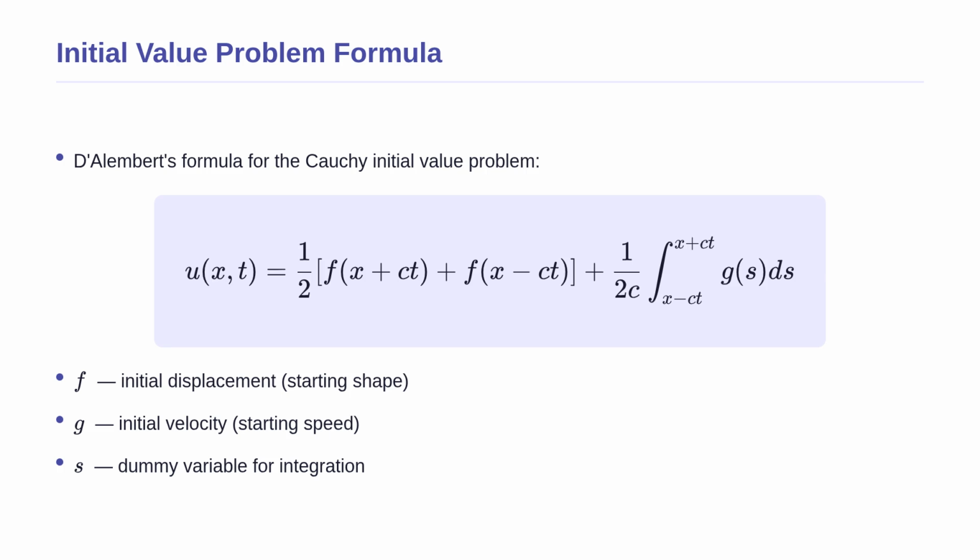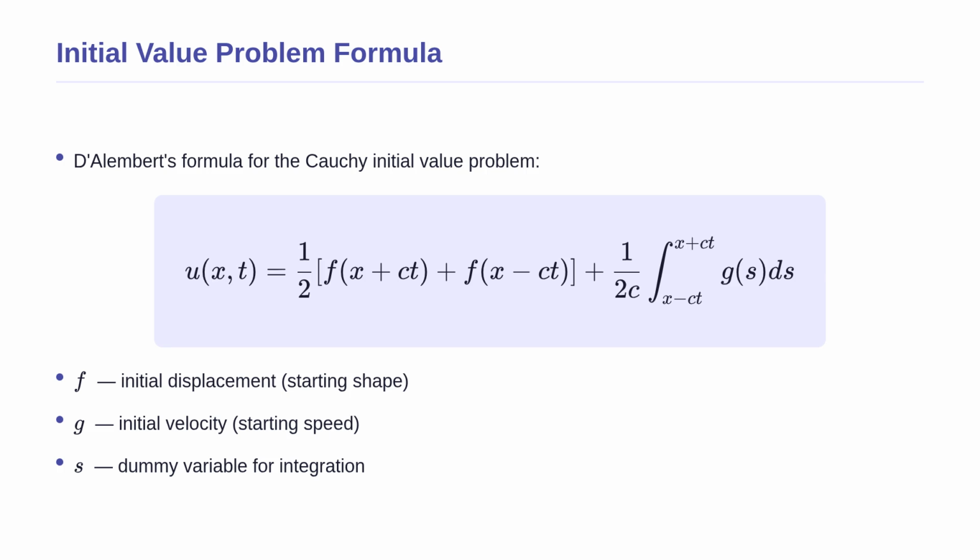also known as the Cauchy problem. Conceptually, it combines the effects of the string's initial shape and its initial movement. The function f represents the initial displacement, or the starting shape of the wave. The function g represents the initial velocity, meaning how fast the string is moving at the very start.